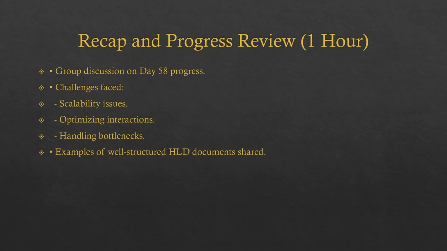Let's begin with a recap and review of our progress. You will engage in a group discussion to highlight any challenges you encountered in the previous days. These include issues like scalability, optimizing system interactions, and addressing potential bottlenecks. You will also share examples of well structured, high level design documents to set clear expectations.